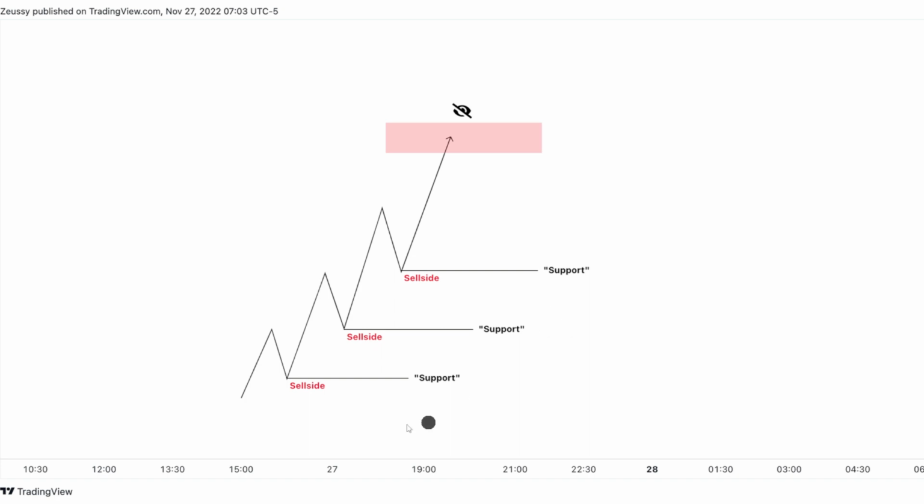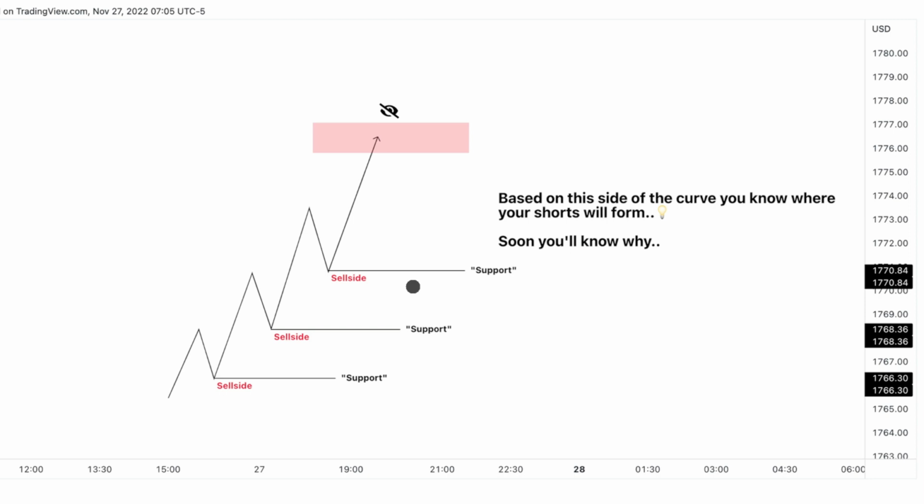If you remember the liquidity lecture, you see a liquidity trend line here as well, a trend line phantom. From this low to that low, you can draw a diagonal trend line, and that's a low resistance liquidity run. We'll get into more of these things in depth later on, but for now it's just important to understand that the buy side of the curve sets up the whole sell side delivery that will follow. Based on the buy side of the curve, you know where your shorts will form. Soon you'll know why.